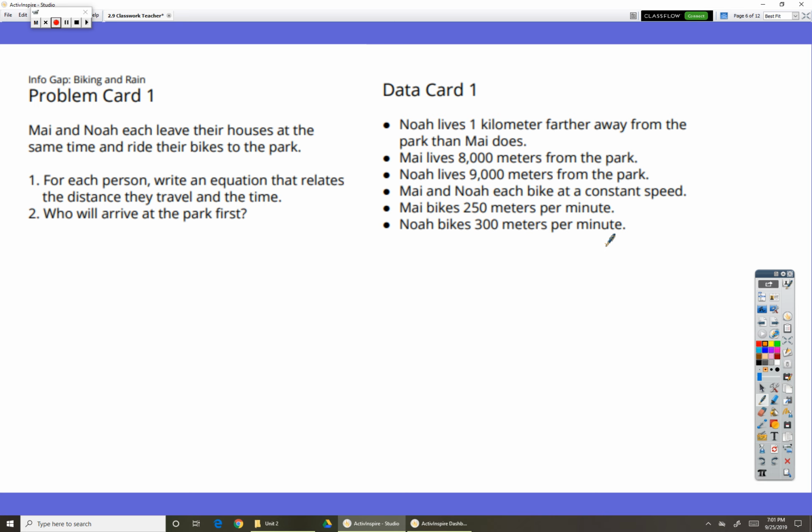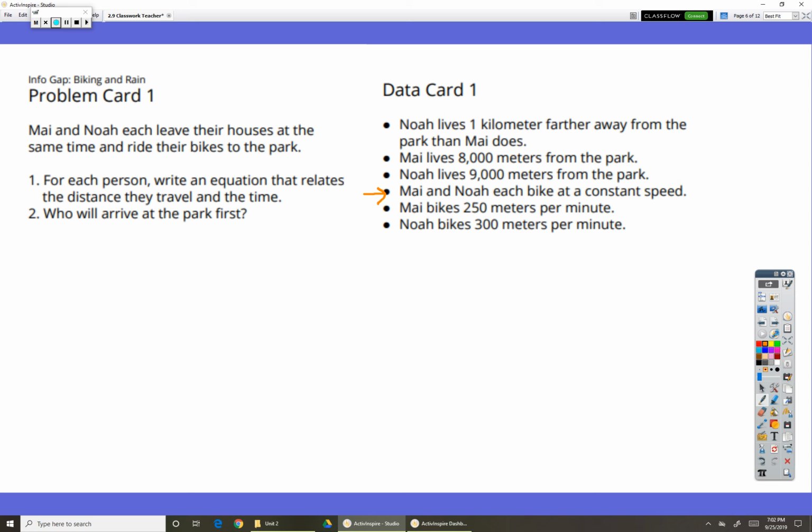So this is fairly important that it says May and Noah each bike at a constant speed. That might not have been something you thought to ask because you might have assumed, but it didn't tell us in the problem that they're riding at a constant speed. So that would be something that you might want to ask. Well, are they riding at a constant speed?